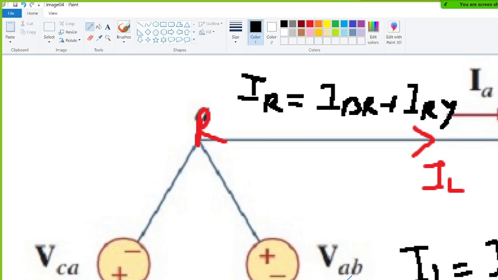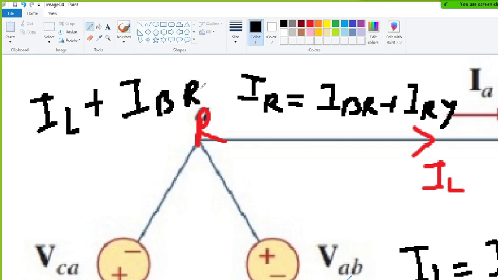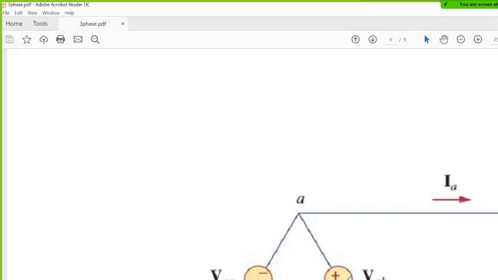IL equal to I phase. Okay, see here at this point. Current coming in is IL. Current going out is IRY. Current coming in is IBR. So, can we write this using KCL? It is a simple application of KCL. Is it okay to write this?